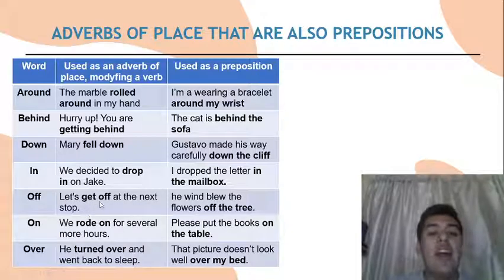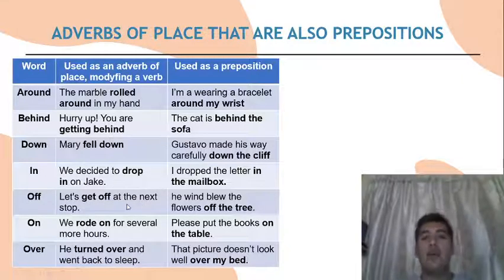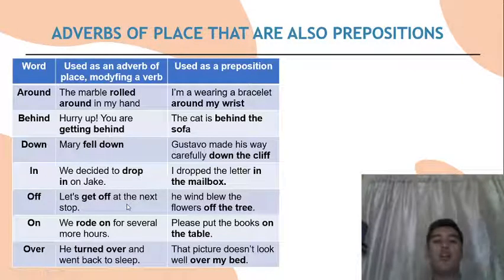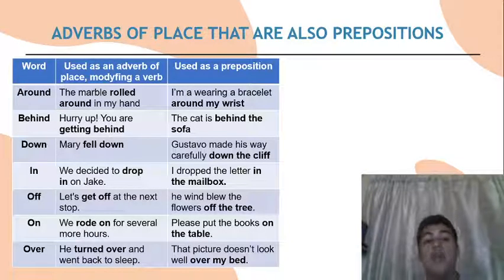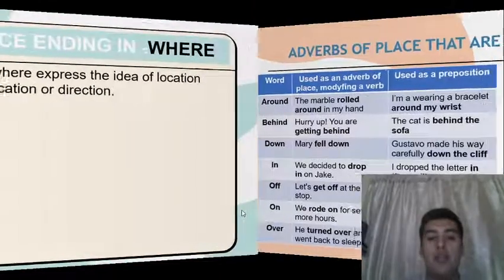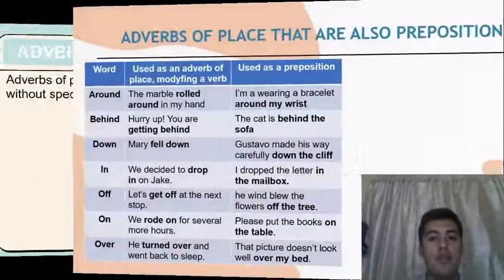You can also say off. Let's get off at the next stop. Well, let's pretend that you are driving and you say, stop. We're gonna leave the car right here. Or leave the taxi right here. Or right there. The wind blew the flowers off the tree. You see?